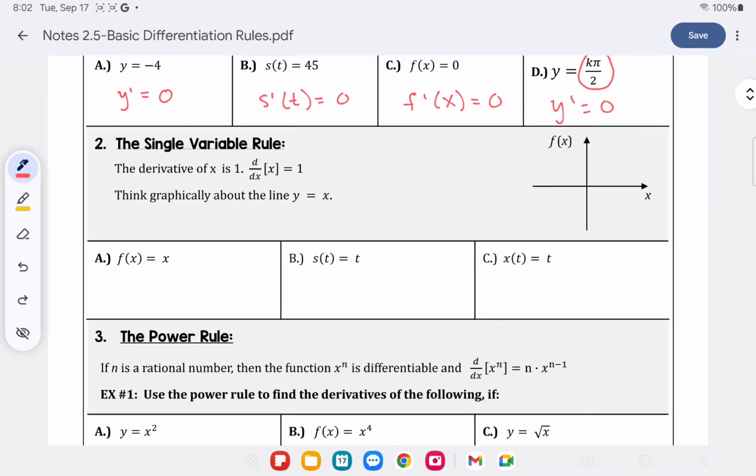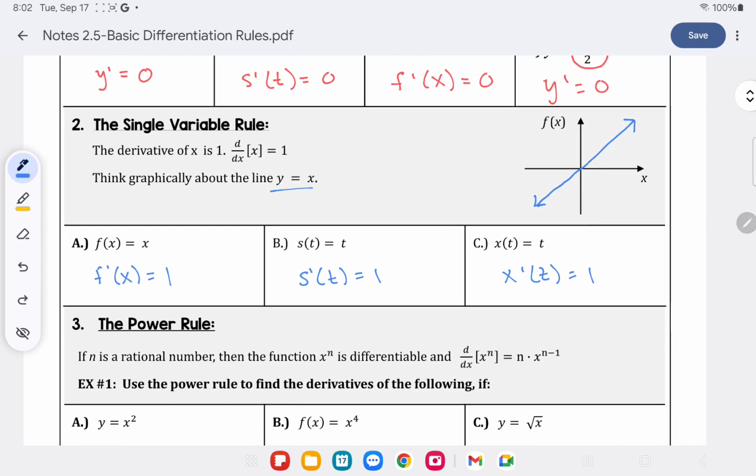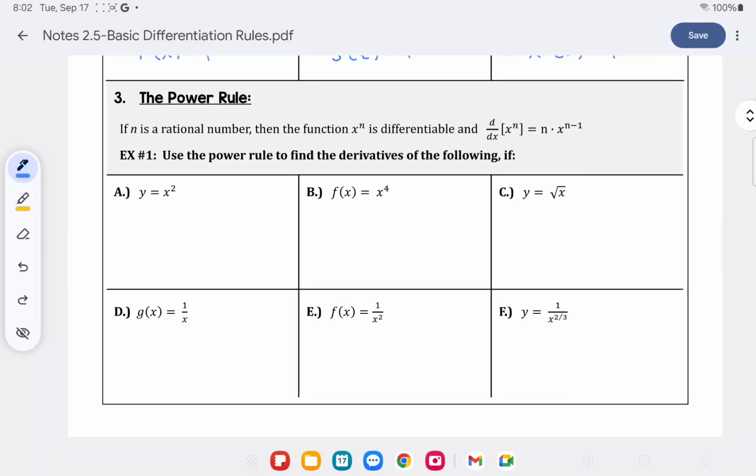The single variable rule is basically saying if all we have is a variable, like y equals x as an example, that means that the slope of that function, well, first of all, it's linear. It's a line, and the slope of that line is just 1. So for each of these functions, our derivative function would just be 1, a horizontal line at 1, because everywhere on each of those functions, the slope is 1 at every point on those lines.